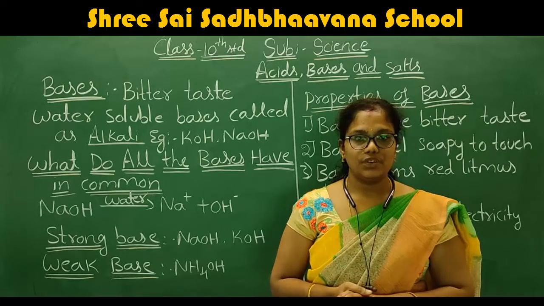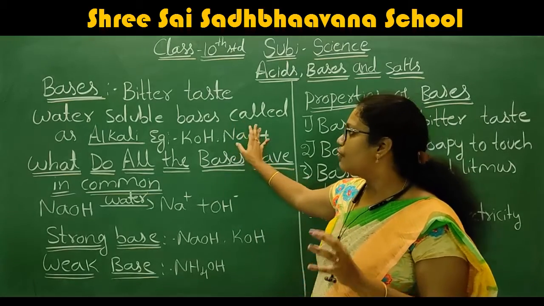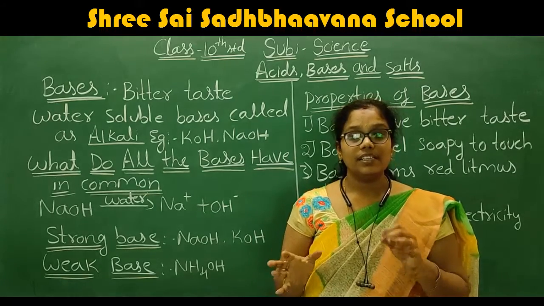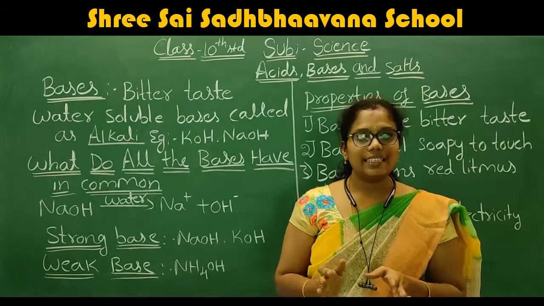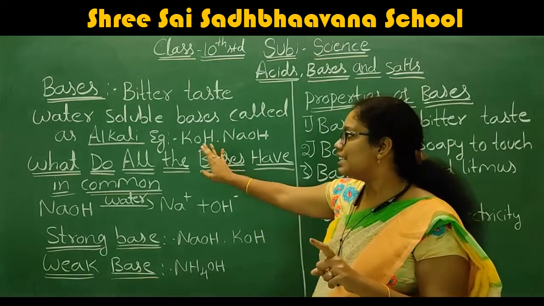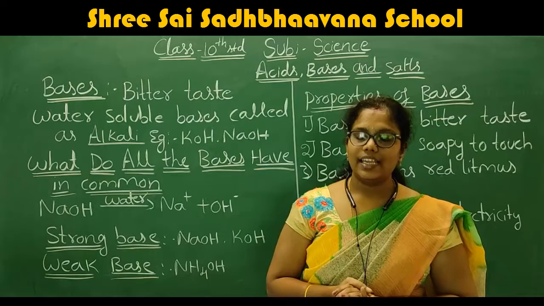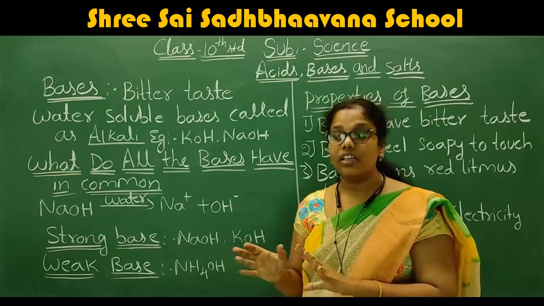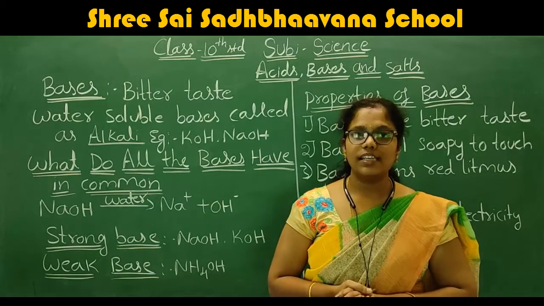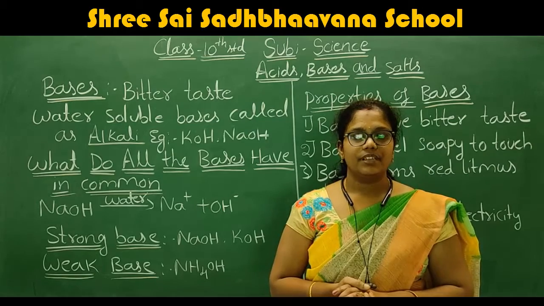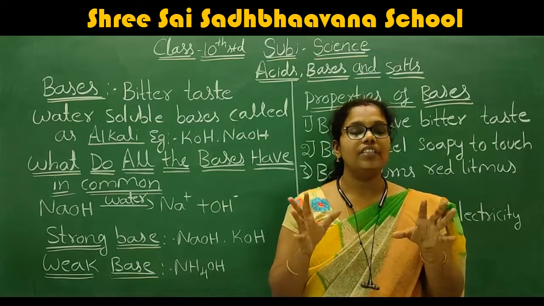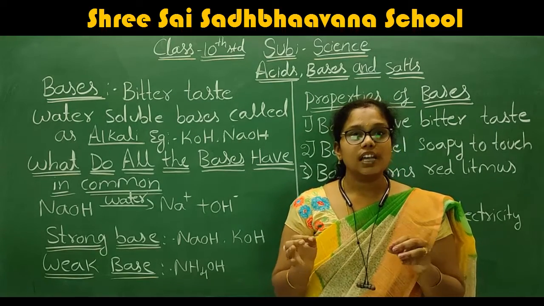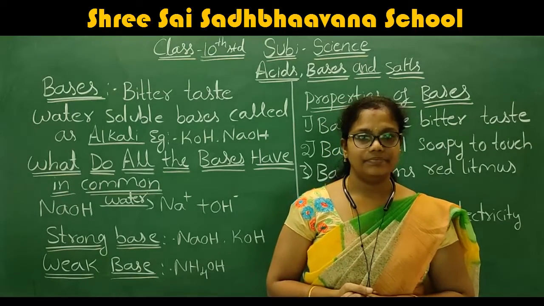After seeing the definition of bases, some of the bases are water soluble. That type of base we call an alkali. Alkali: the bases which are soluble in water we call alkaline bases. What are bases? The substances which have a bitter taste. And a water soluble base we call an alkali.